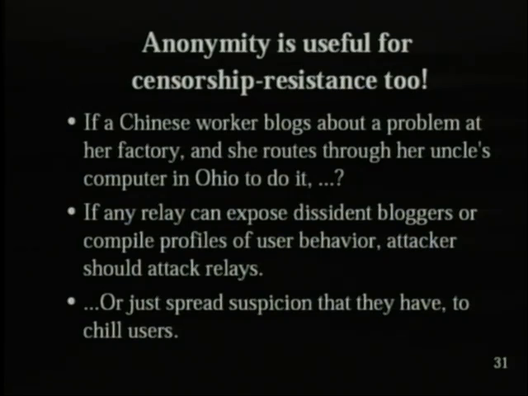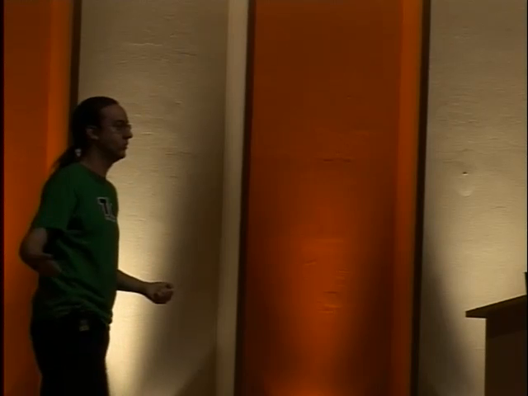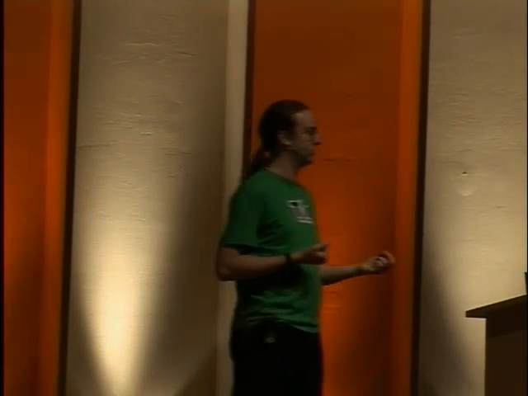Another issue we might worry about: if any of the relays that you're using can figure out both who you are and where you're going to, then the bad guys should just sign up those relays, and they should start making big lists of this person did this, and this person did this. So we really need an anonymity system in the middle. They don't actually have to sign anything up. They can just tell you that they did. They can just say, oh yeah, that one's easy. We're half the network. We'll watch everything you do.